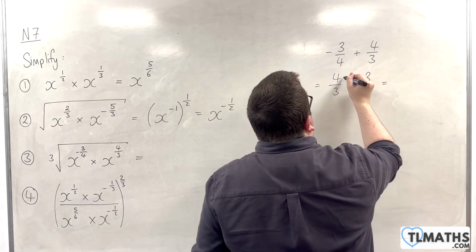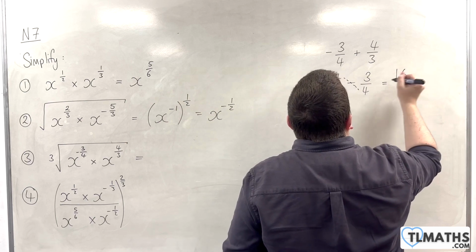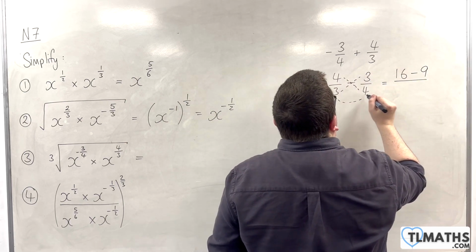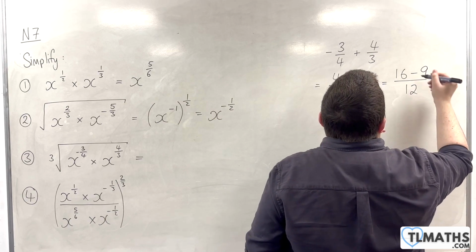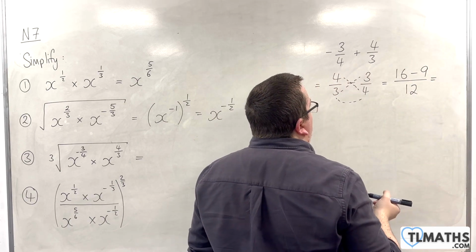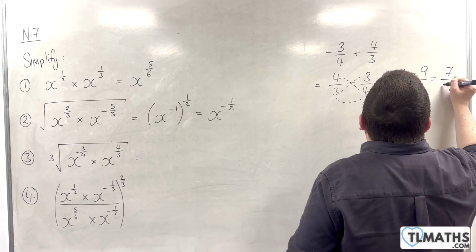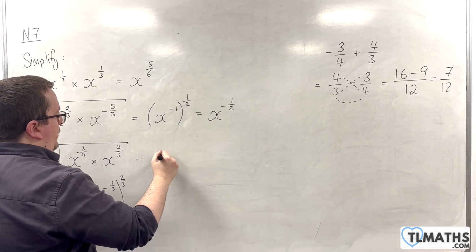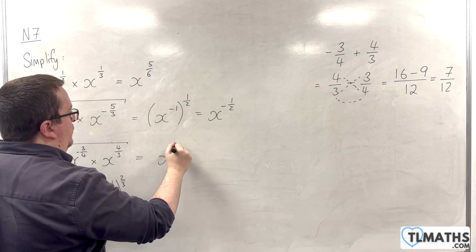So now cross multiplying, we're going to get 4 times 4, take away 3 times 3, over 3 times 4. 16 take away 9 is 7. And so we've got 7 over 12. So we have the cube root of x to the power of 7 over 12.